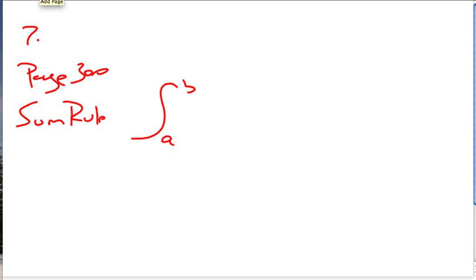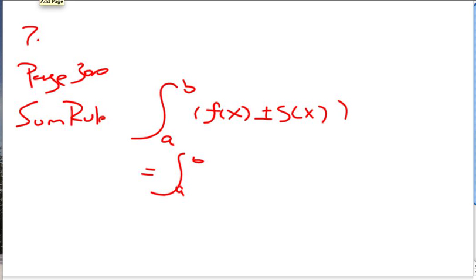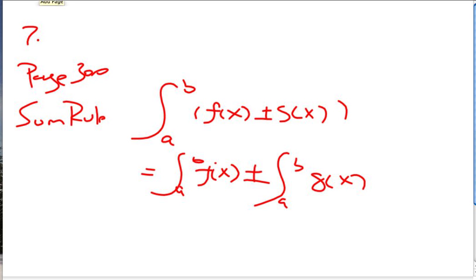Next problem, 7. Open your book to page 300. The sum rule for the integral from a to b of f(x) plus or minus g(x) equals the integral of f(x) plus the integral from a to b of g(x). This is called the sum rule, or the sum or difference rule.